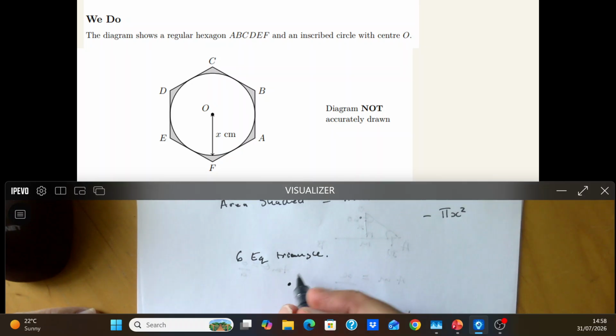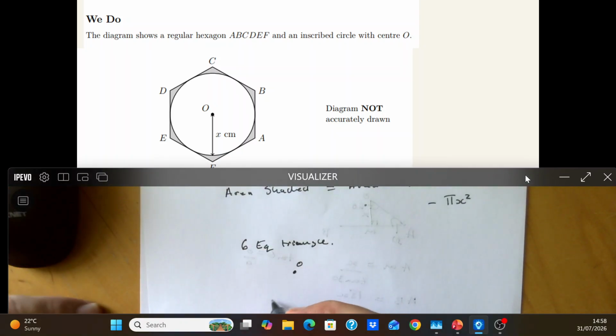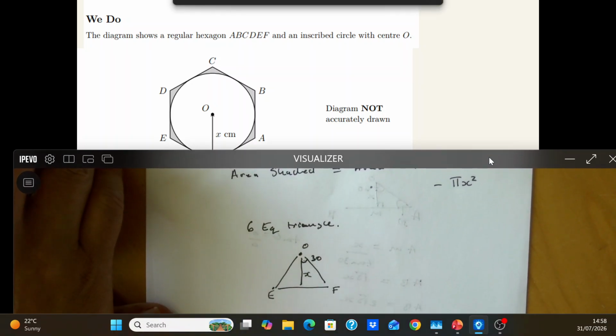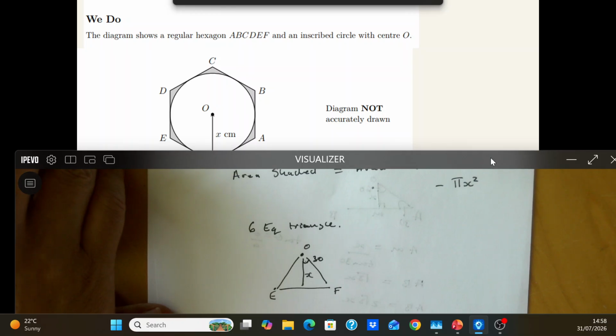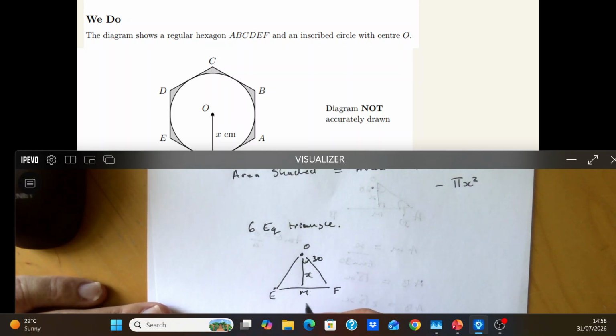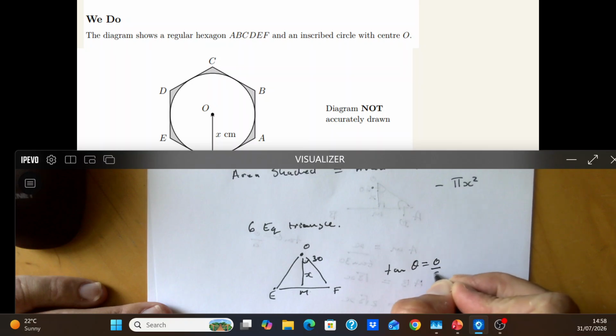So if you think I have got O, E, F, this distance here to the line is the radius, which is x. This angle here is 30 because it's half the equilateral triangle. So I can now work out the length MF or EM. EM using tan theta equals O over A.